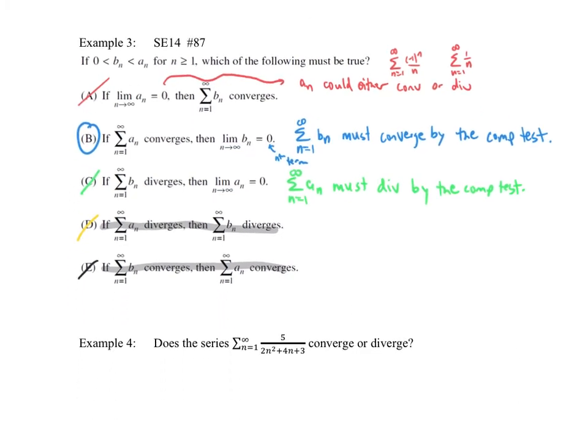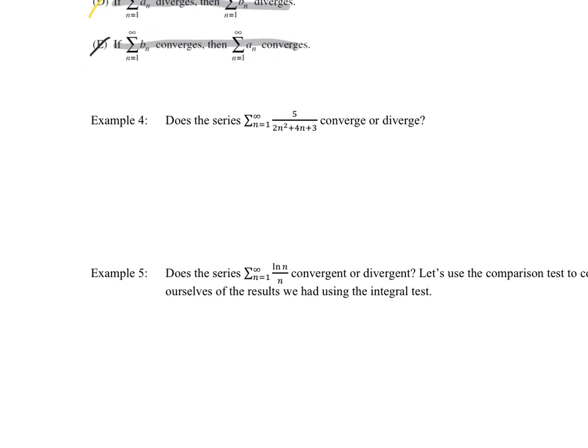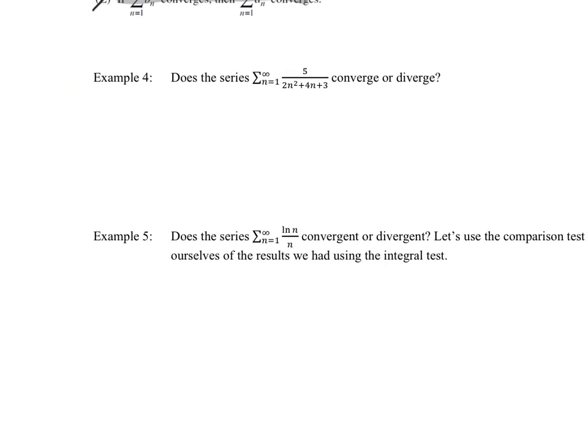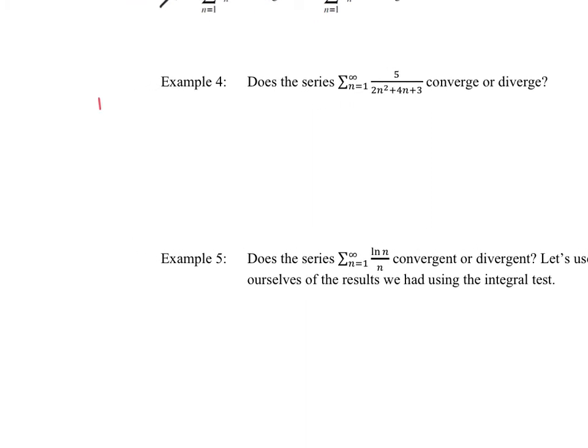All right, let's take a look at the next example. It says, does the series converge or diverge? So we could think through it. I think it's a healthy activity as we learn all this stuff. Test number 1 is the limit test. So the limit as n goes to infinity of 5 divided by 2n squared plus 4n plus 3. That's 0. Okay, that means we know nothing of what's going on.